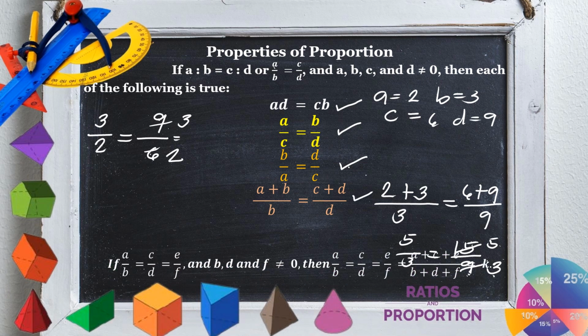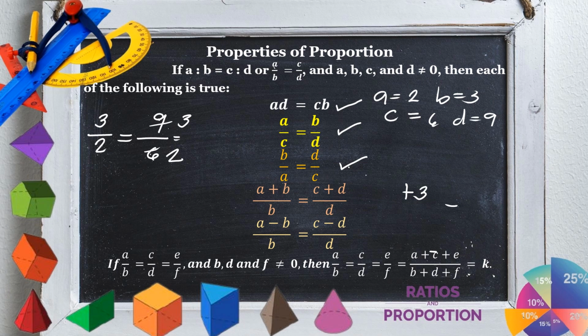Next, you have your subtraction property. Let me erase first this one. So under the subtraction property, kanina nag-add tayo, ngayon mag-subtract naman. So the same thing with your A, B, C, and D. So you're going to subtract the denominator. So subtract din natin yung denominator sa other side. So you have here your A is 2. So 2 minus 3 over your denominator is 3. Is still equal. We have 6 minus 9 over your D is 9.